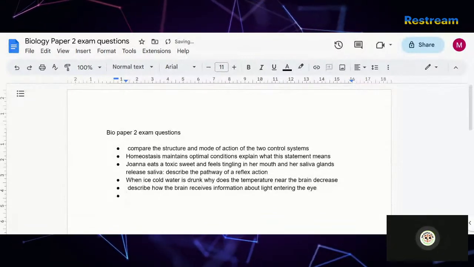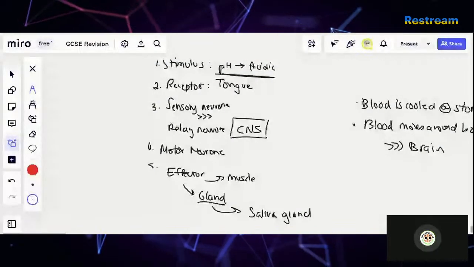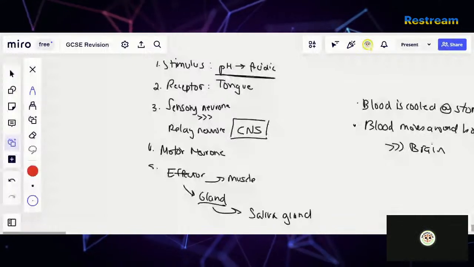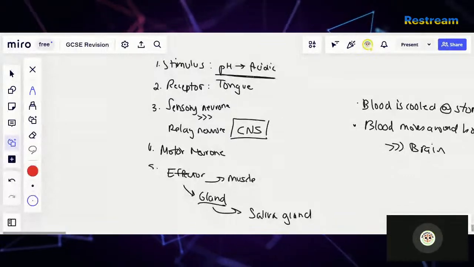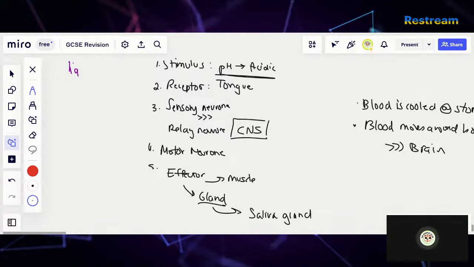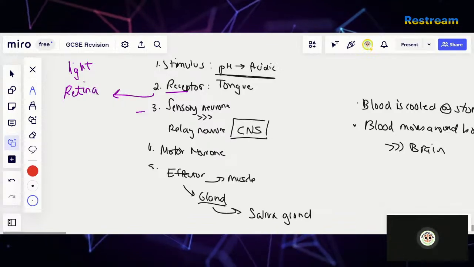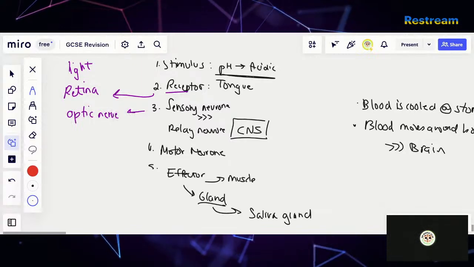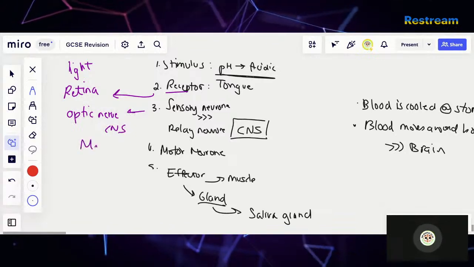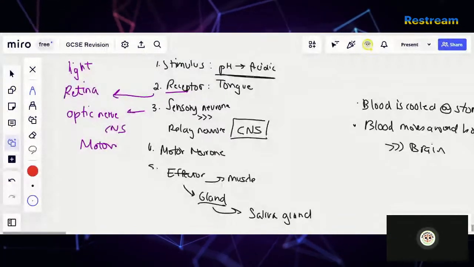So this again is all to do with the reflex arc that we discussed. So let's go back to that question to answer. In this case, we've got the stimulus, and here the brain is receiving information about light. So the stimulus is that there's light. The receptor cells are the retina cells. The sensory neuron goes down the optic nerve. The relay neuron goes to the CNS and the brain, and then it goes to the motor neuron. The thing that changes the size of the pupil is called the iris.